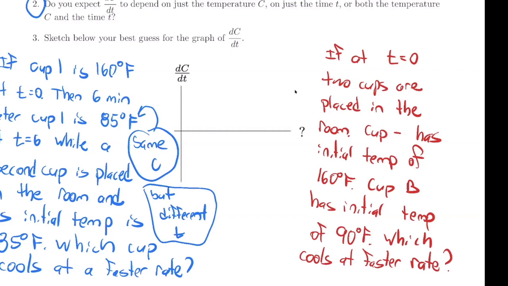And in red over here, what we've got are these 2 cups of coffee that have the same T value. So we're placing them in the room at the same time.